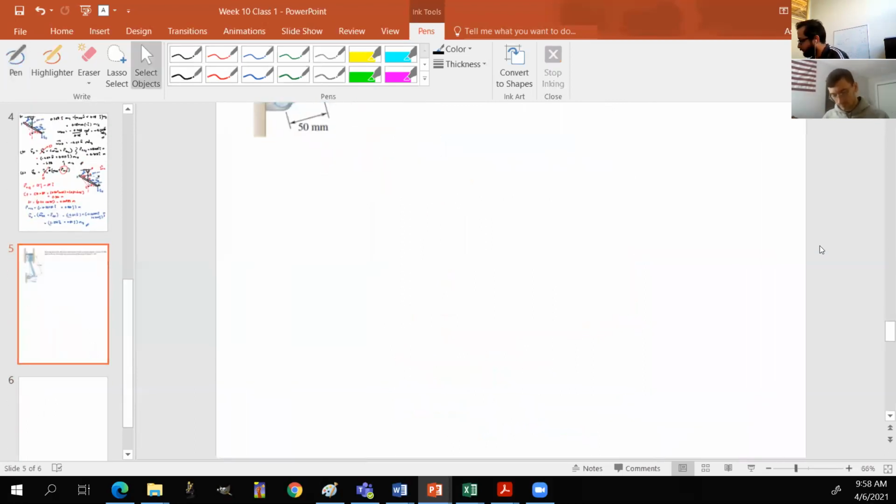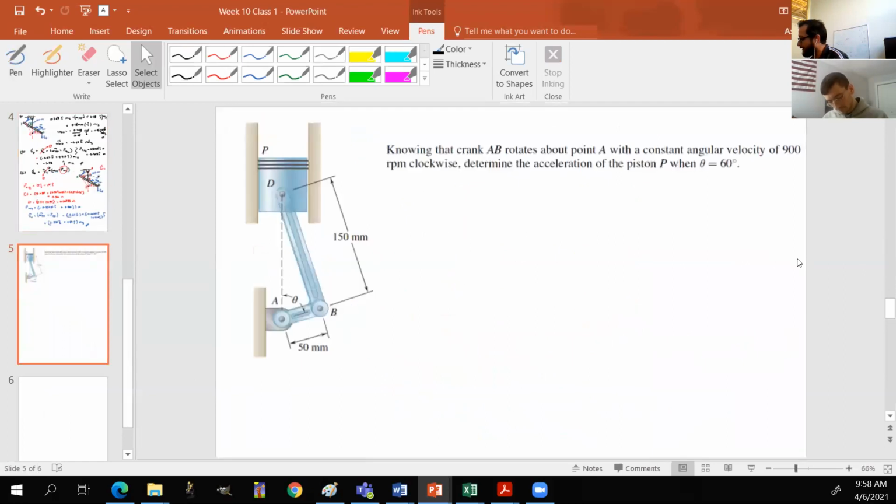The next question is basically the same as the first, but we're looking at accelerations. You have this link AB and this link DB, and this is problem number 5 in your problem set. You're told that the crank AB rotates about point A at a constant angular velocity of 900 RPM clockwise, and you're asked to find the acceleration of the piston P when theta is equal to 60 degrees.